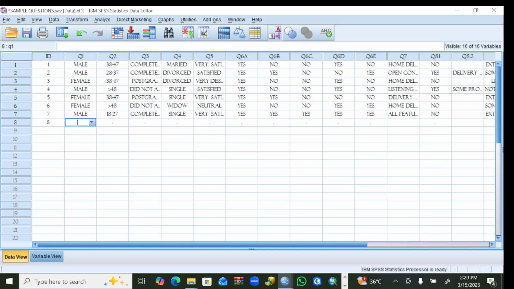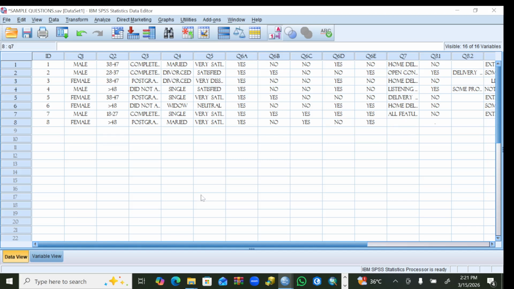Let me say number 8 is female. Age is more than 48. Postgraduate. And married. She was very satisfied. She selected tea. And she didn't select coffee. She selected chocolate. She did not select hibiscus. And she selected yogurt. Yes.